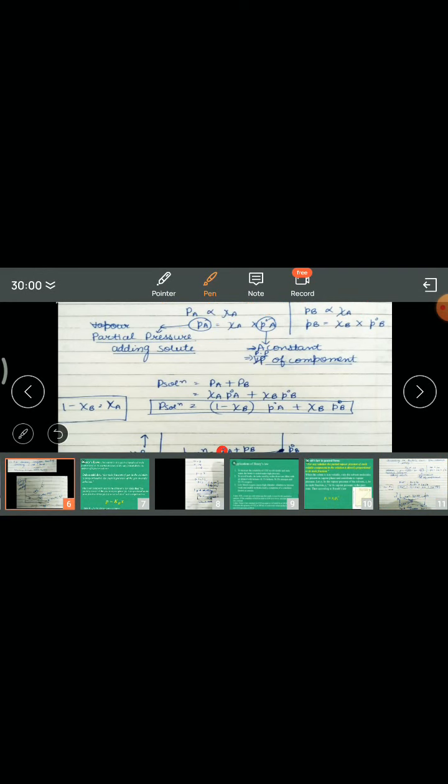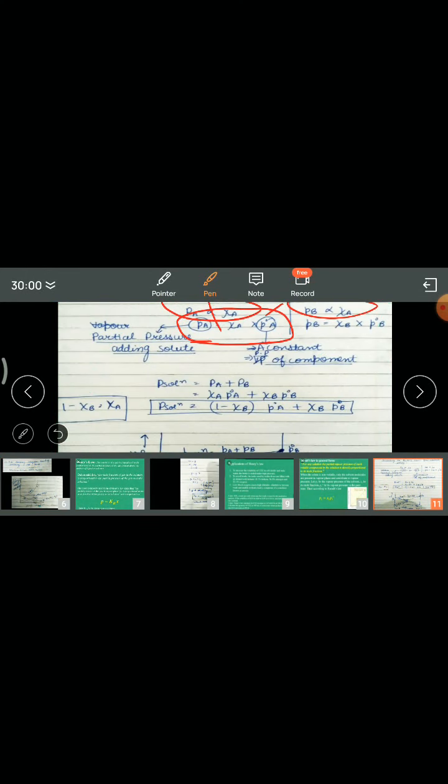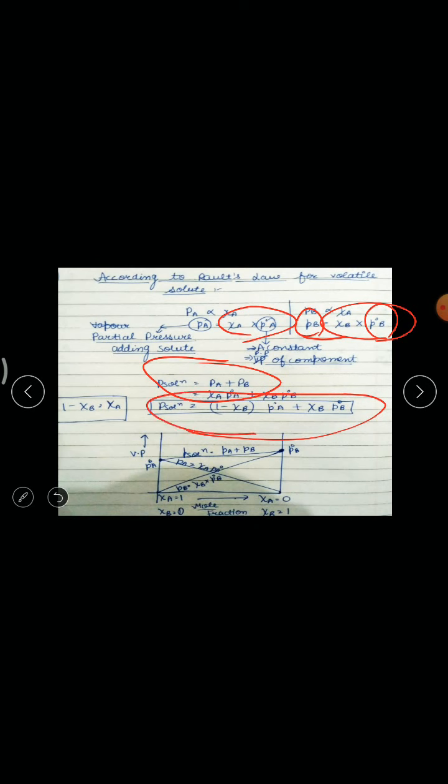P naught B is the partial pressure of component B at pure state, and after making a solution of it, the vapor pressure is PB. Now in a solution, the total pressure of the solution comprises PA plus PB. We have obtained this from above, and now we are adding both and we got this formula right here. Here we have written 1 minus chi B is equal to chi A, because chi B plus chi A is equal to 1.